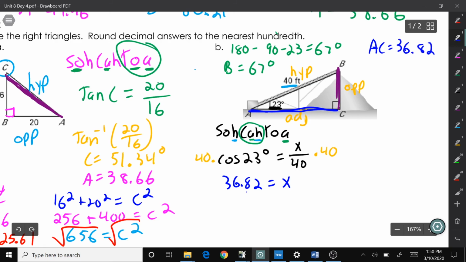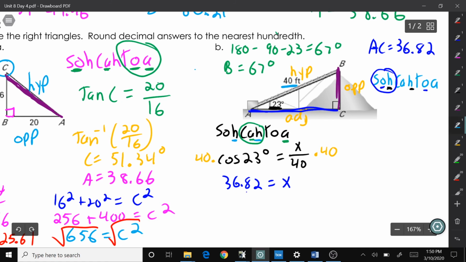Now, to get this last side BC, you could use Pythagorean theorem, but because AC is a decimal, I'm going to choose not to. And now I'm going to use SohCahToa. I'm going to rewrite it again. You don't have to. I still know the hypotenuse, but I'm trying to find the opposite side this time. That means I'm going to use sine.